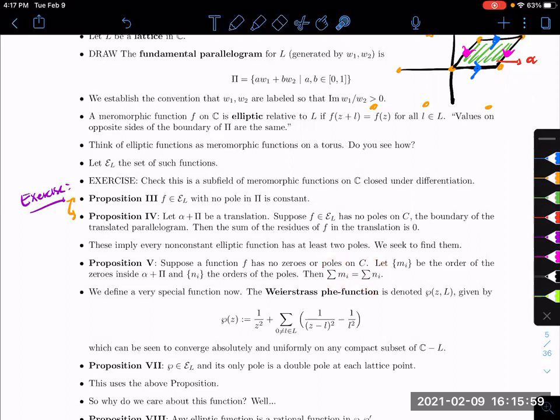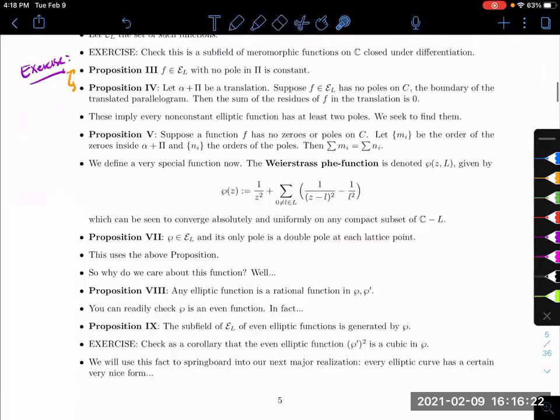The sum of the orders of poles equals the sum of the orders of zeros. But now we're applying this basically to complex tori. So we will need this in a second. And I'm going to give you now a very special elliptic function called the Weierstrass phi function. And this function is basically going to do a whole lot of damage for us.